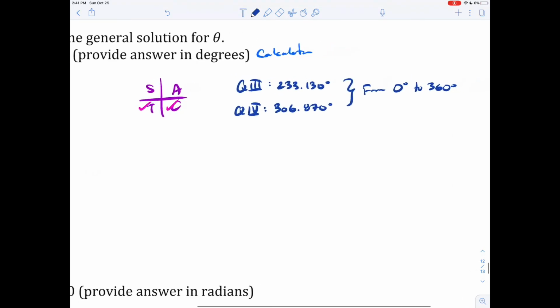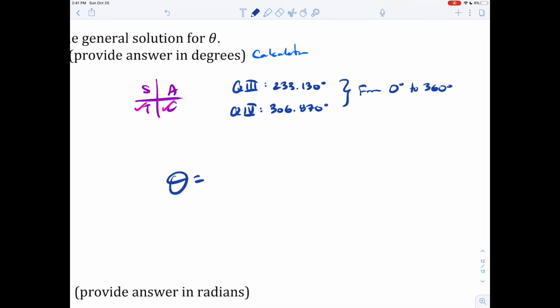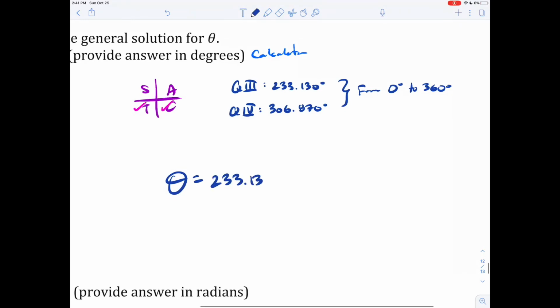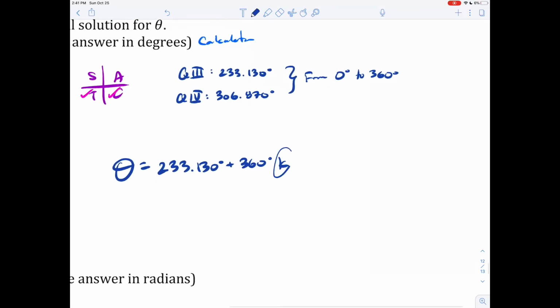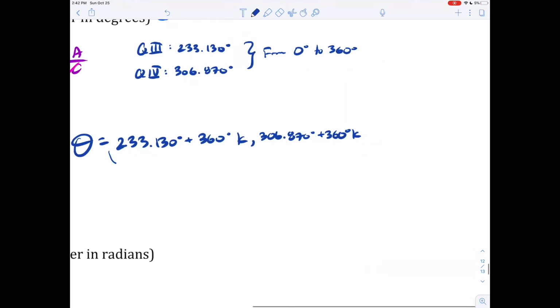But we want the general solution. Well, in that case, we can take 233.130 and add 360 degrees as many integer times as we want. Or we can take 306.870 degrees and add 360 degrees as many times as we want to that. So these are our possible answers.